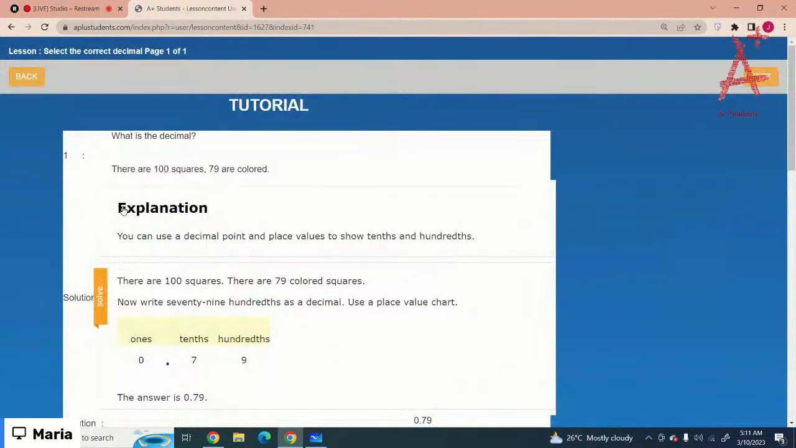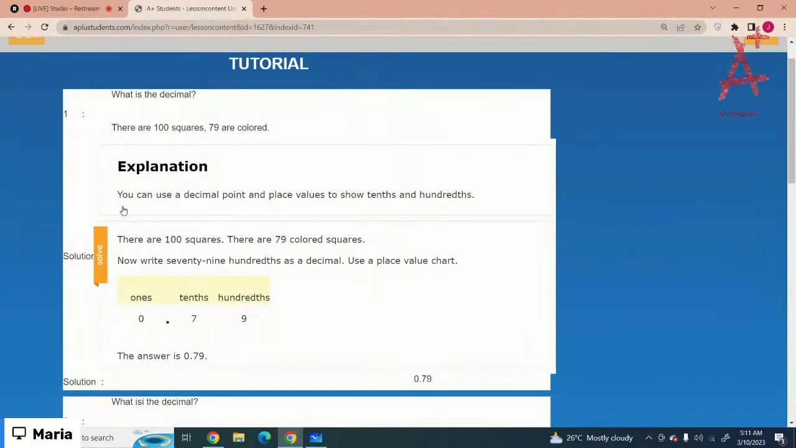Okay, what is the decimal? There are 100 squares, 79 are colored. You have to write down the decimal actually. Got it? So the total squares are 100 and out of the 100, 79 are colored. So you can write down 79 as 0.79, or you can say 79 hundredths as a decimal. Got it? Because 79 is the portion out of the 100. So it would be 79 hundredths.